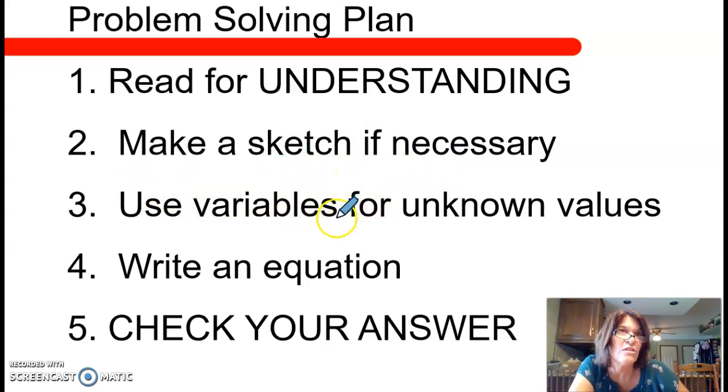Sometimes I make a sketch if it's an area or perimeter problem. I use variables for the unknown values. I'm a big fan of X, but some people use the first letter of their name all the time, whatever you want. Write the equation, solve the equation, and then check your answer. I know I didn't do that on the previous one. I should have.